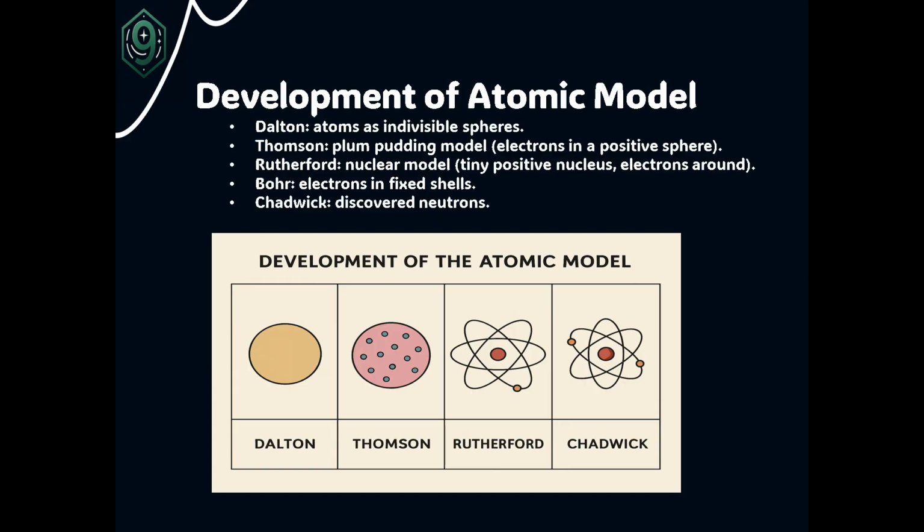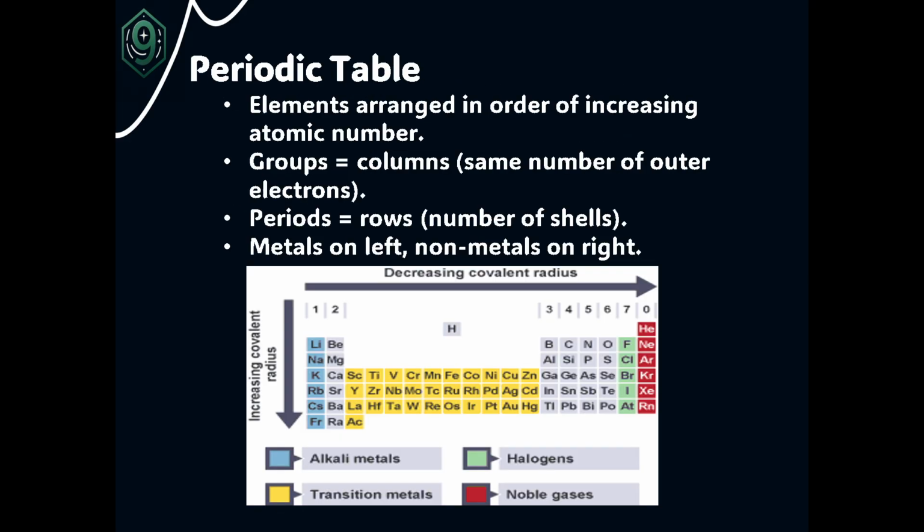Evidence changes theories. Okay, now we are going to look at what atoms look like, and let's zoom out to the periodic table. The periodic table is basically the cheat sheet of chemistry. It's organized by atomic number, so each element is in order of how many protons it has. It's split into groups, the vertical columns. All the elements in a group have the same number of electrons in their outer shell. That's why they behave in similar ways.